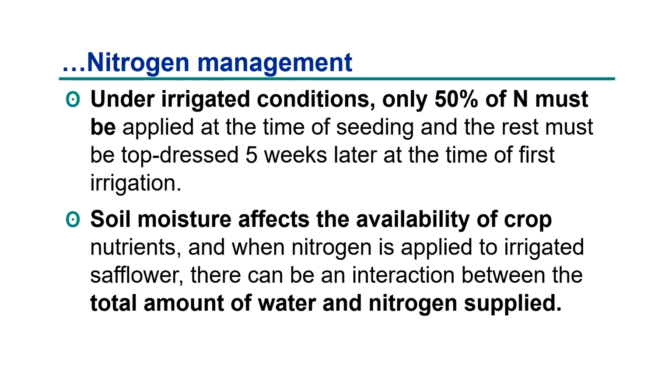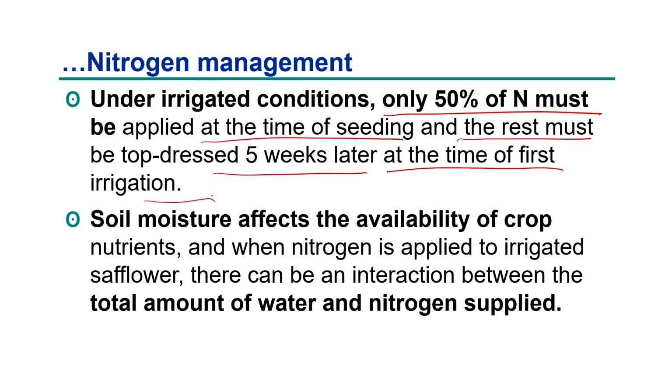Under irrigated conditions, only 50% of nitrogen must be applied at the time of seeding and the rest must be top dressed 5 weeks later, at the time of first irrigation. So nitrogen should be applied twice. By applying 2 splits of nitrogen, we increase the nitrogen use efficiency. Otherwise, if we apply only basally, the nitrogen use efficiency will be less because losses of nitrogen will be more.